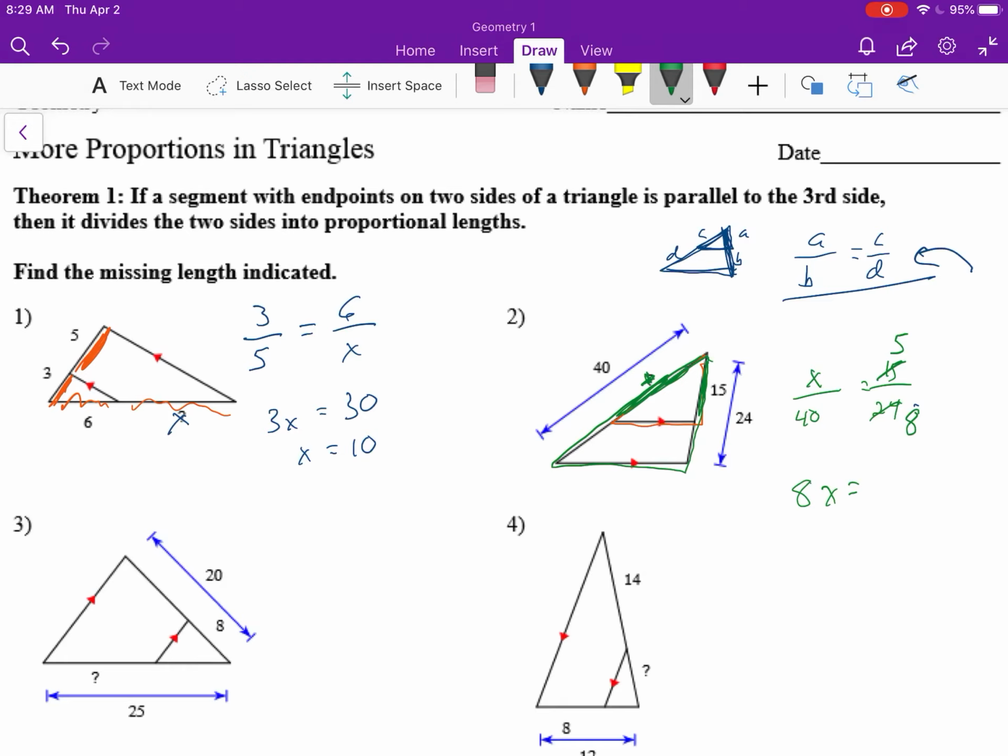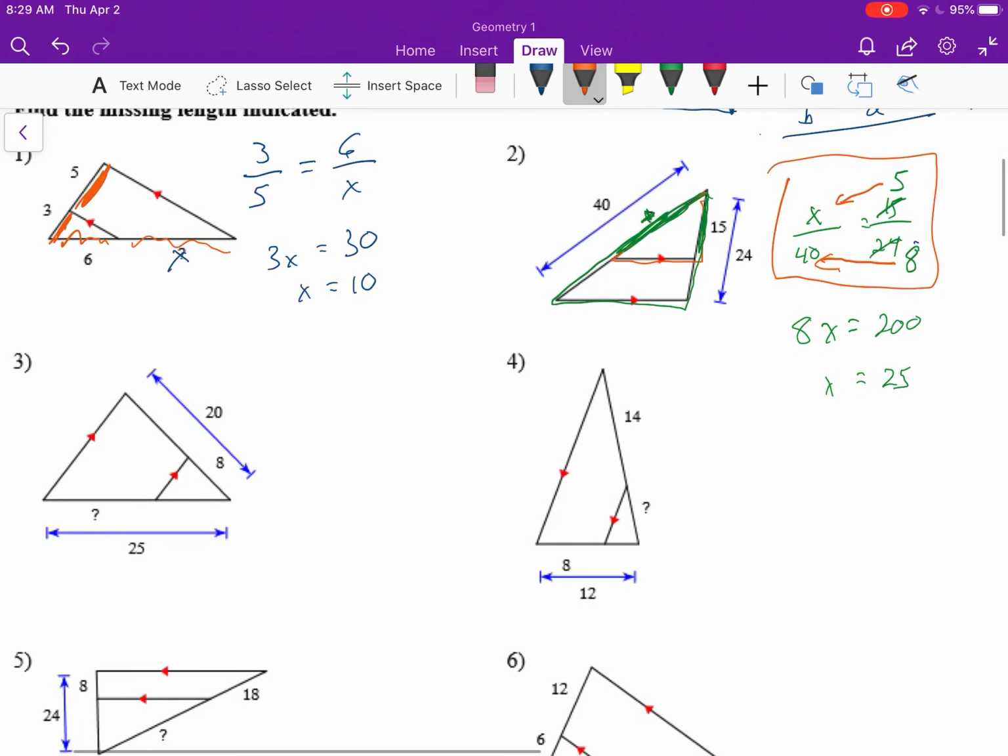40 times 5 is 200. Divide both sides by 8. 200 divided by 8 is 25. Another thing, if you remember proportions, once we're at this step and we've reduced, we can actually think 8 times 5 gives me 40, so 5 times 5 gives me 25, so that's another way to solve it. They won't all work out that easily, but that also works.